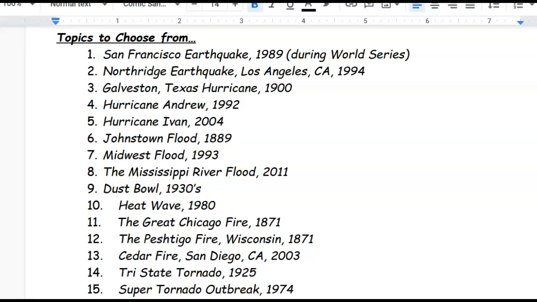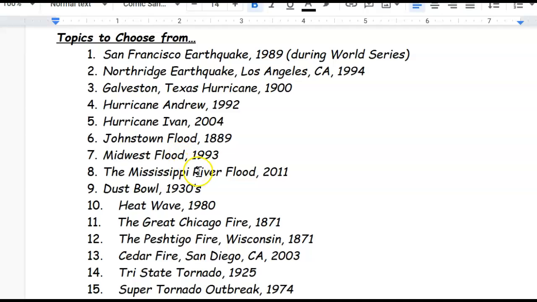Well, take a look at some of these topics. The first group is earthquakes. There was the San Francisco earthquake that happened during the World Series. Right in the middle of the World Series, the stadium started shaking. The people on the newscast didn't know what to do. It was amazing. Then the Northridge earthquake. My babies were born at that time. And literally half of buildings fell off. The earthquake shook the expressways. They collapsed on top of each other like pancakes. It was amazing. Then we have a bunch of different hurricanes. The Galveston, Texas, Hurricane Andrew, and Hurricane Ivan. Terrible devastation that's done by hurricanes.